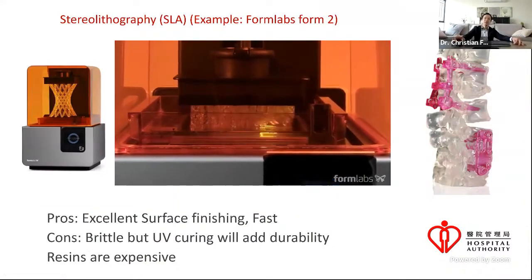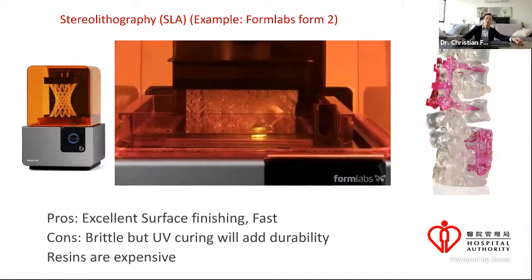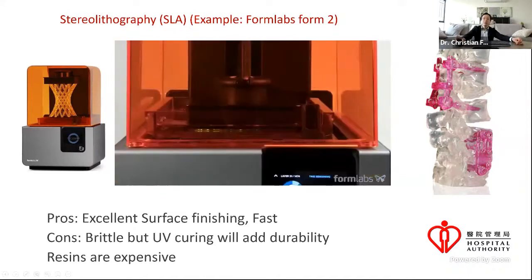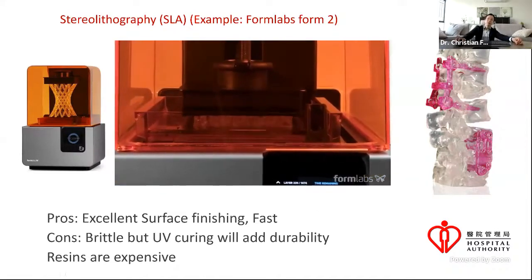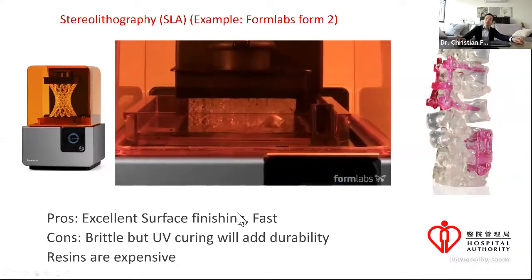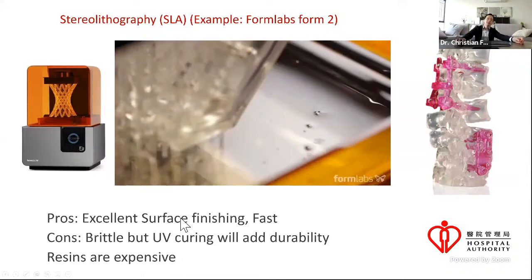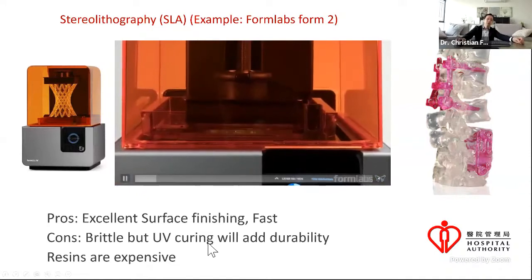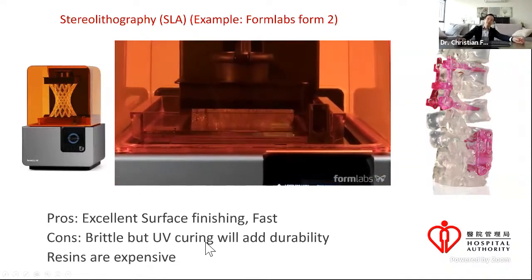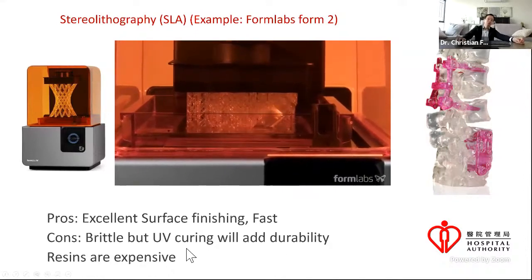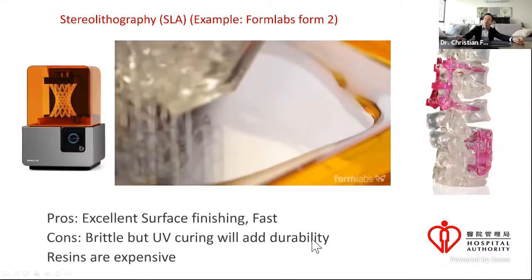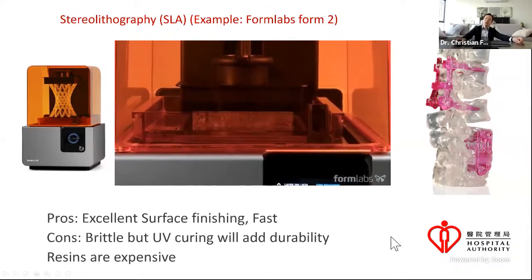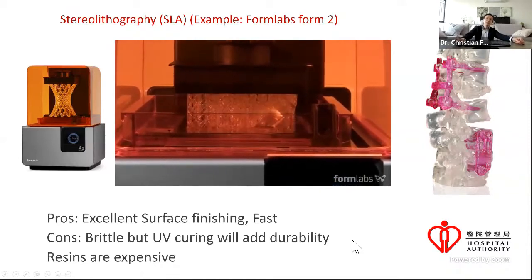So SLA, this is stereolithography, using a UV source to cure a plastic resin from below the top. I don't have this machine in Hong Kong U, but some hospitals like QE, I think UCH also have this machine. The good thing about this one is the surface finishing is excellent. But sometimes these parts are a little bit brittle because it's only low temperature cured, but you can put it in a UV oven and shine it with UV light. It becomes stronger over time. The resins are still quite expensive for this, but it's very useful for making braces or visual models. Like you need very high clarity, a lot of definition to it.